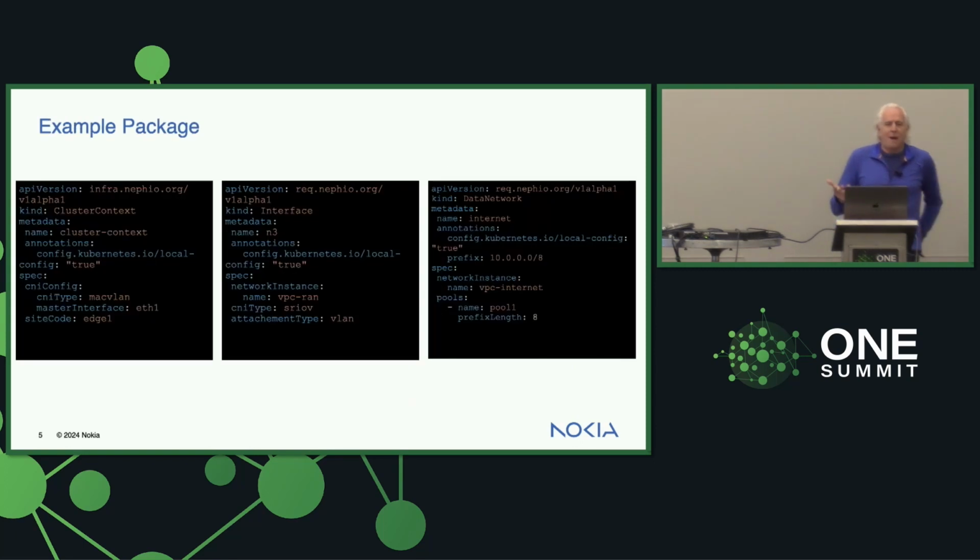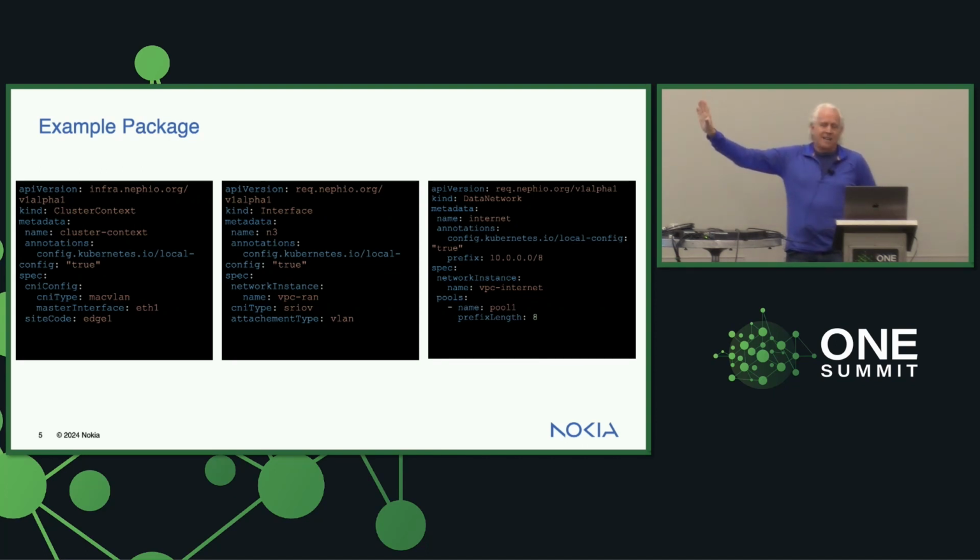So what is a package? What is the content of a package? This is just an example that we use inside of Nephio. Here we have cluster context, we have interfaces, and we have a DNN, but there could be other resources in it. Now, if I have an API that is able to access that data, and I can figure out what the content is, without understanding all the nitty-gritty details, I potentially can resolve dependencies.